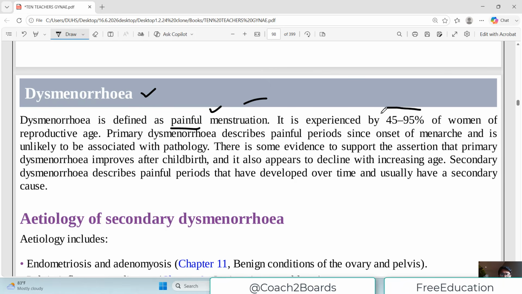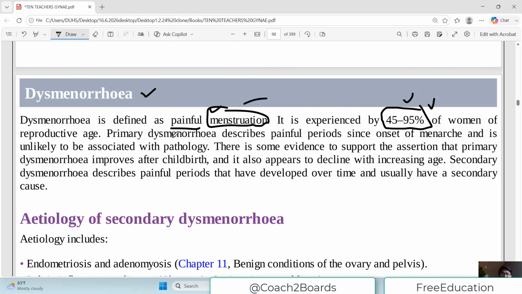It is experienced by, जरा percentage देखिए, 45 to 95% of women of reproductive age. कितना common है? यानी अगर दूसरे अल्फाज में कहूँगे, in almost every other woman, or perhaps in every single woman, there is experience of painful menstruation. During the menstrual cycle there is pain, right?